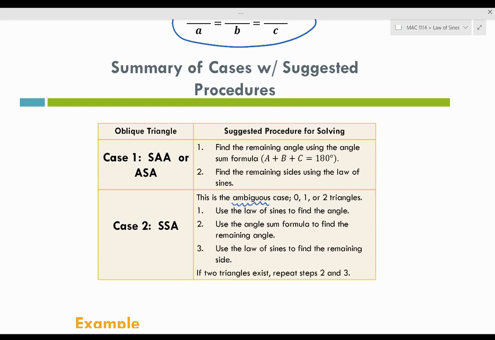So the first thing you're going to do is use the law of sines to find the angle. Step 2, you're going to use the angle sum formula to find the remaining angle. And then step 3, you're going to use the law of sines to find the remaining side. And then if 2 triangles exist, you're going to repeat steps 2 through 3. So in case 2, you really need to be careful because depending on the information you've been given, you could end up with 0, 1, or 2 triangles.